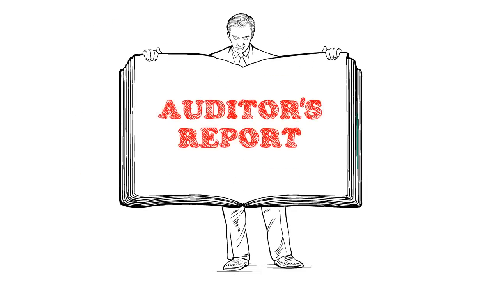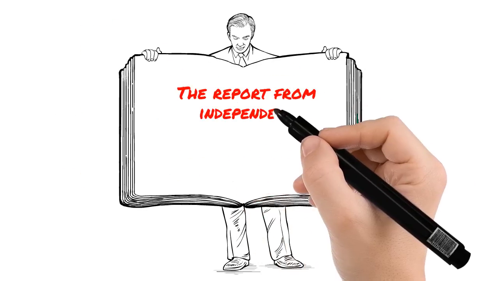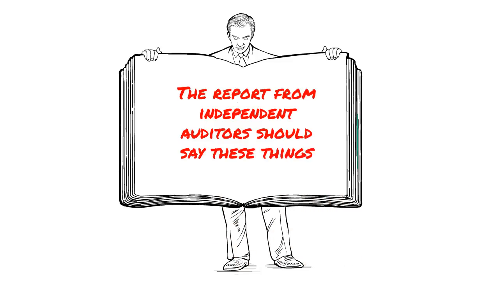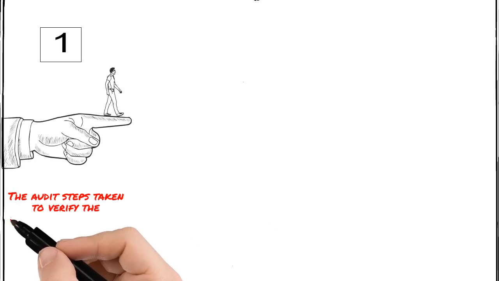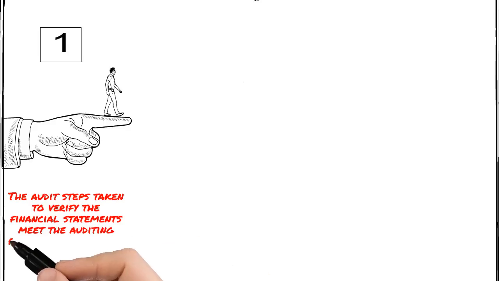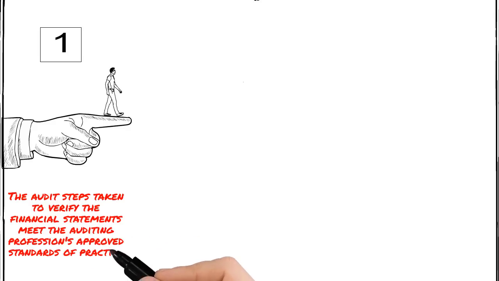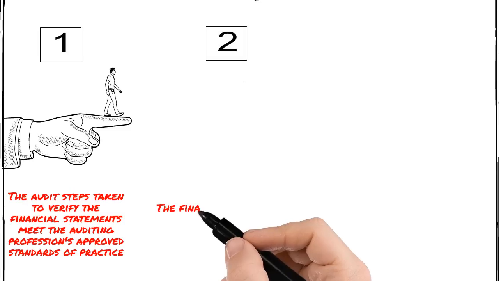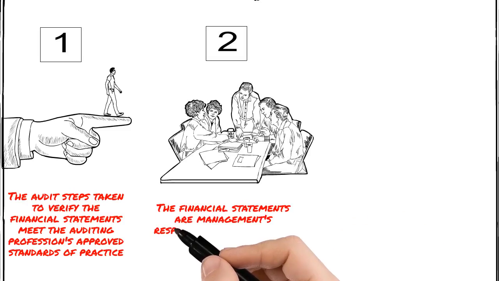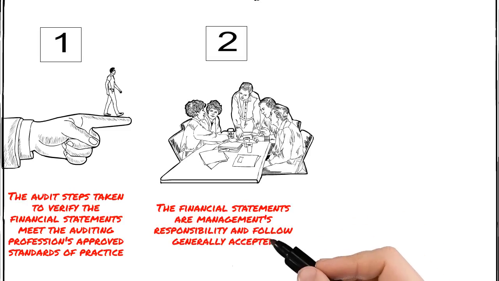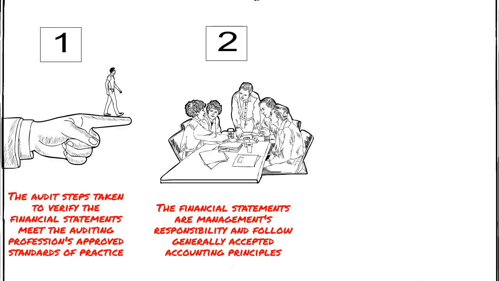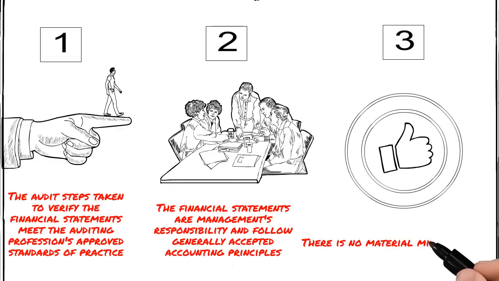Auditor's report. The report from independent auditors should say these things. The audit steps taken to verify the financial statements meet the auditing profession's approved standards of practice. The financial statements are management's responsibility and follow generally accepted accounting principles. There is no material misstatement.